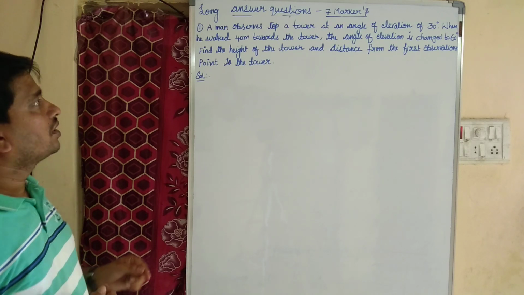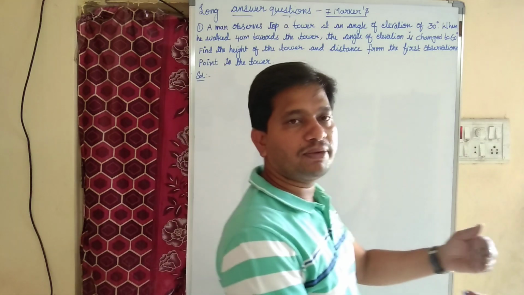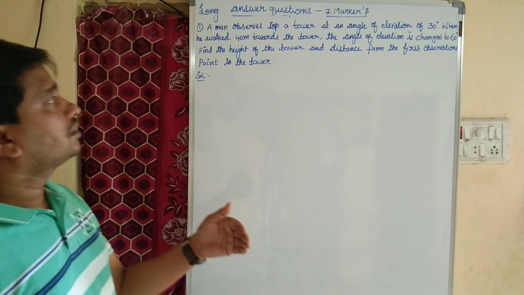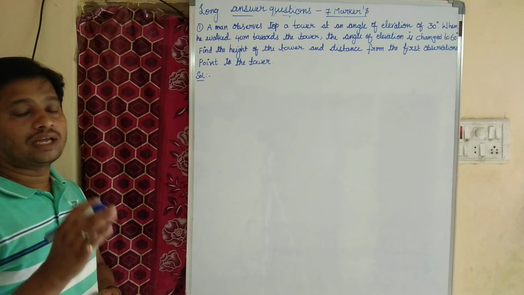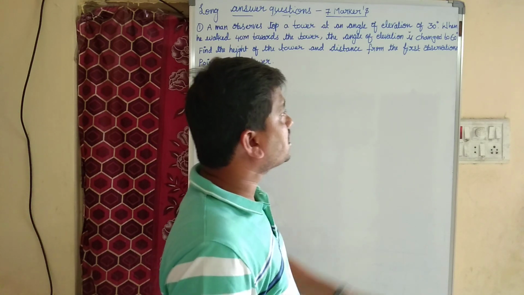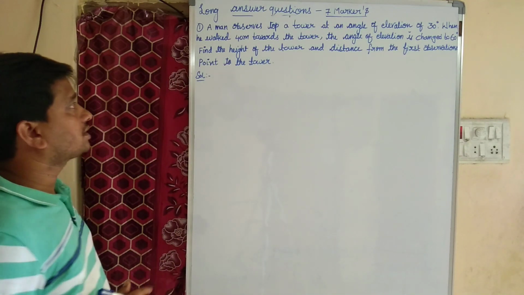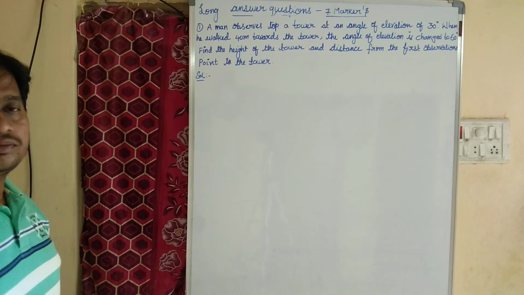Second statement, when he walked 40 meters towards the tower, then what happened? The angle of elevation changes to 60 degrees. Find the height of the tower.